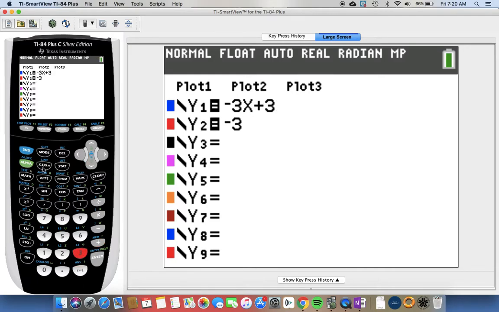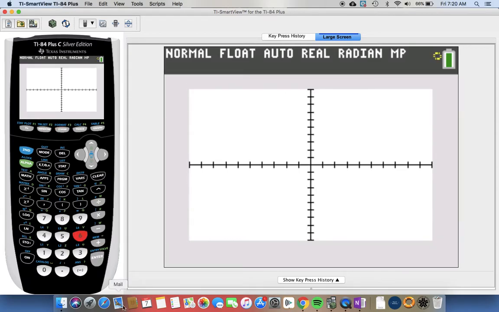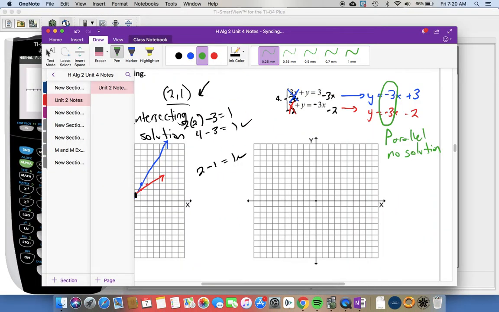If it's your first time graphing today on this calculator, or if you've been using it before, I always like to hit zoom 6 to make sure that I'm in a standard viewing window. So here's our first line, here's our second line, and just like we thought, they are parallel lines, not going to intersect. So we're going to say that there is no solution, and that's what we've got right here.